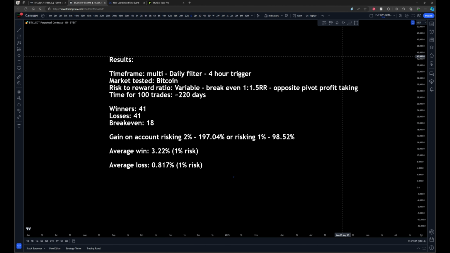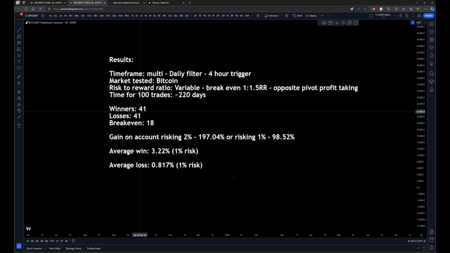So time frame. It's multi-time frame, daily filter, 4 hour trigger. And as I was just saying, you could go weekly filter, daily filter, 4 hour trigger for a triple screen method, or daily filter, 4 hour filter, 1 hour trigger, something like that. This was tested on Bitcoin. Risk to reward ratio was variable. So we had that break even stop loss at 1 to 1.5, and then the opposite pivot for profit taking. Time for 100 trades was 220 days. Winners, 41. Losses, 41. Break even, 18.